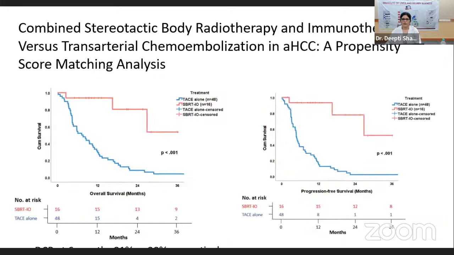In this propensity score matching analysis, TACE was compared with radiation therapy with immune checkpoint inhibitors. In this study, nivolumab was used as the ICI, and they found that the disease control rate at 6 months was 81% versus 38%. With these two Kaplan-Meier curves, it was found that the overall survival and the progression-free survival were far better in the combination arm of SBRT with ICI as compared to TACE alone.